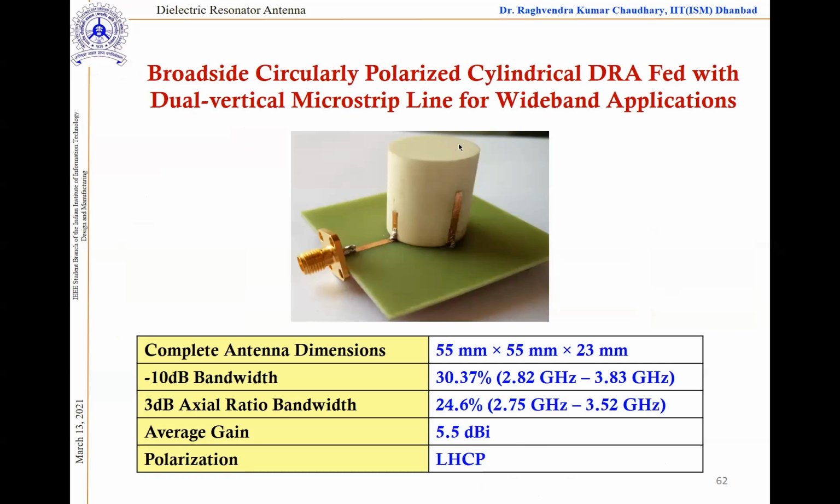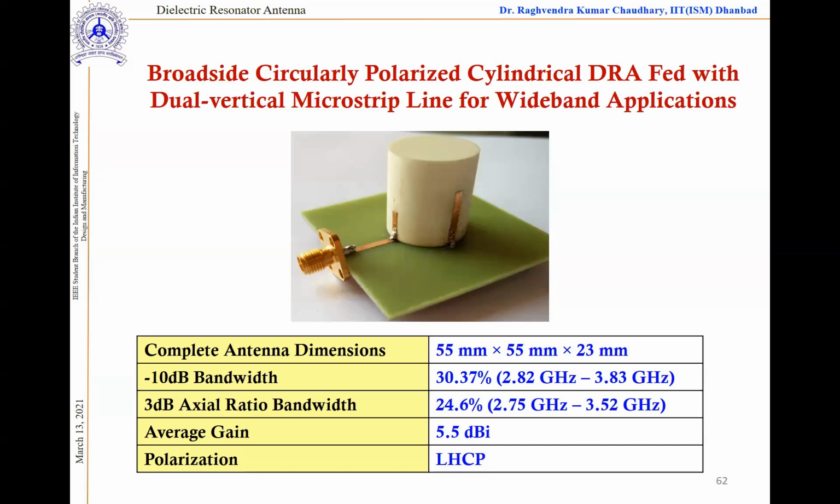We have just taken the cylindrical DRA and we fed it from two locations. The two locations mean that we are arranging two orthogonal field components. Here, if you see, we are exciting from the surface or wall of the DR. It means what kind of mode? This is the HE11 delta mode. So we have HE11X and HE11Y, the two orthogonal modes. So surely we will be getting the orthogonal components.